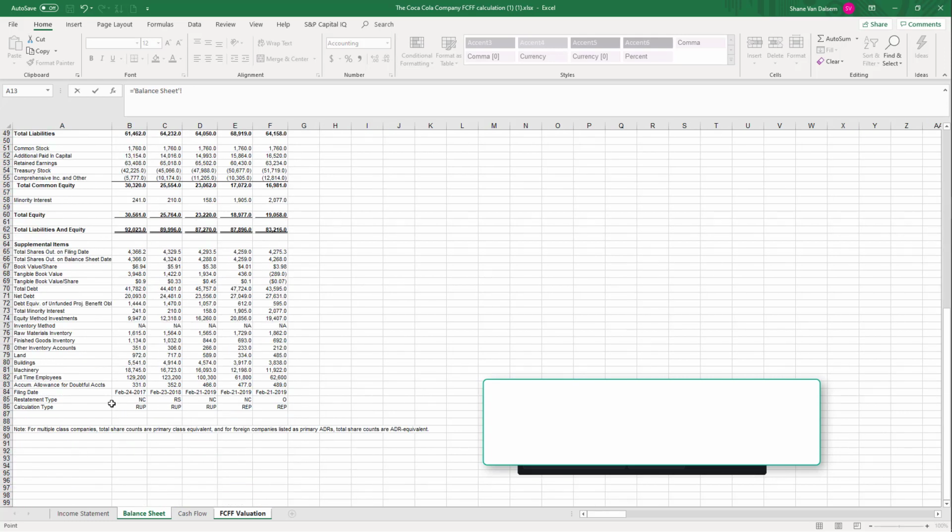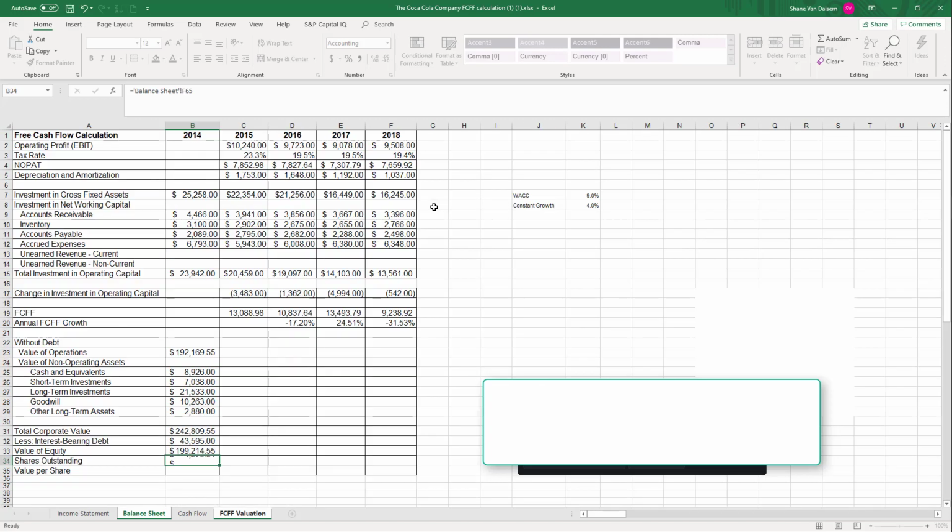So we can use either one of these. They're pretty close. Shares outstanding on balance sheet date, shares outstanding on the filing date, which is often about 3 months later than the balance sheet date. I'll go ahead and use that one. Again, it doesn't really matter in this case because they're so close together.